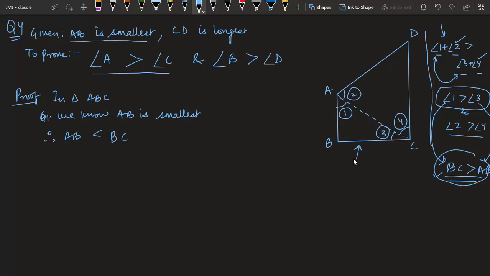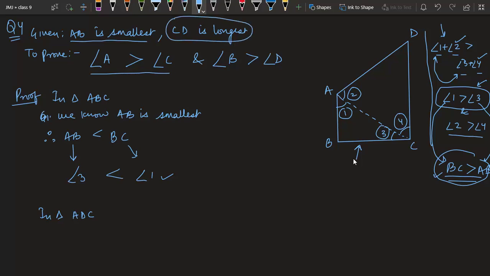And as it is less than BC, we can say that angle opposite to AB, which is angle number 3, is less than angle opposite to BC, that is angle 1. I think we have done the first part. This was required, so we have got the first one. Similarly, we can take the above triangle. In triangle ADC, same thing.